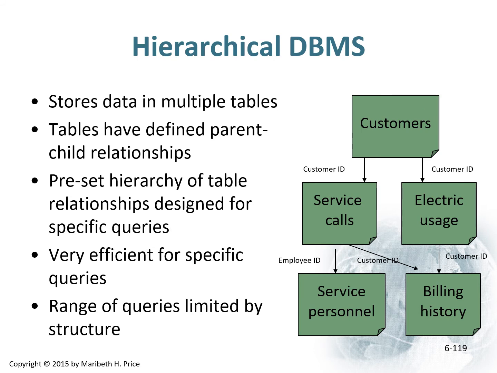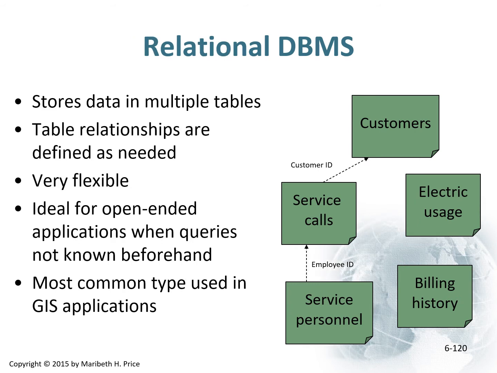Hierarchical systems are a little different. These are ones that have these parent-child relationships between folders and files and things, and they are designed with very specific queries in mind when they're set up, so that things are easier to access and they are more efficient when accessing those things that they're designed for. Relational databases store the multiple things. They're very flexible. They're open-ended. This is the type that we typically use in GIS applications.